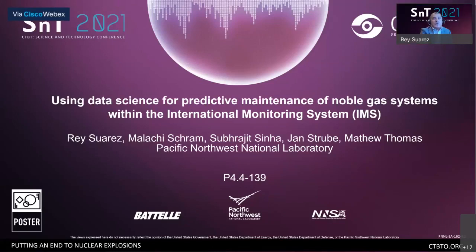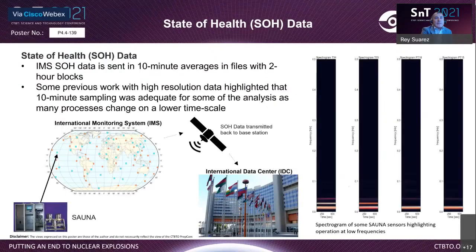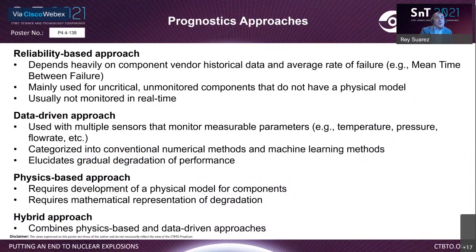So what we're doing here is we're using advanced data science techniques and looking at monitoring radionuclide systems. Radionuclide systems in the IMS are fairly complex, have lots of sensors associated with them, and they're known to fail. Right now we're good at diagnostics and detecting failures. What we're trying to do now is move into detecting when failures are going to occur, or predict them. And there are several techniques that you can use to do this.